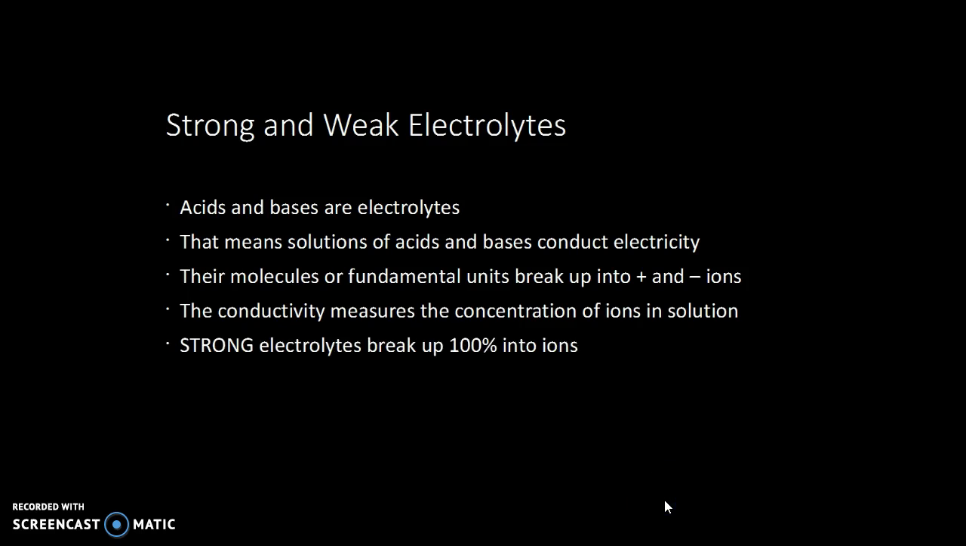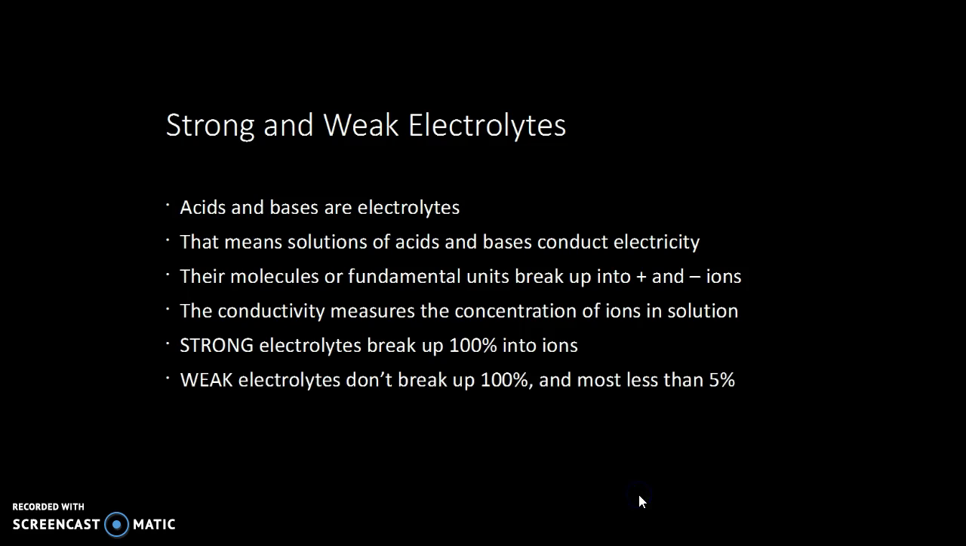Strong electrolytes will break up 100% into ions. Every one of the molecules ends up as a plus and minus ion. Weak electrolytes will not break up 100%. In fact, most weak electrolytes break up less than 5%. Something like water breaks up way less than 1%. We'll look at a diagram here on the next slide to show what that means.